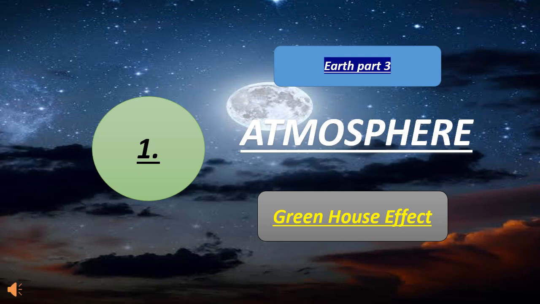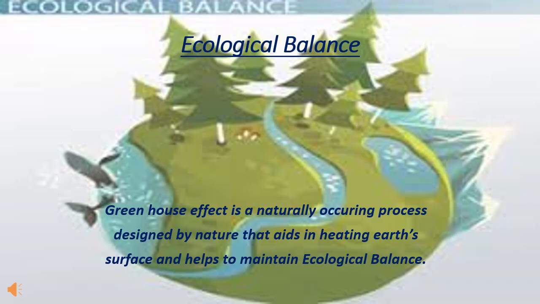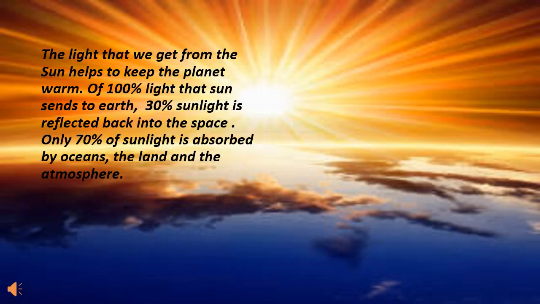The Atmosphere. Greenhouse Effect. Ecological Balance. Greenhouse effect is a naturally occurring process designed by nature that aids in heating Earth's surface and helps to maintain ecological balance. The light that we get from the sun helps to keep the planet warm.